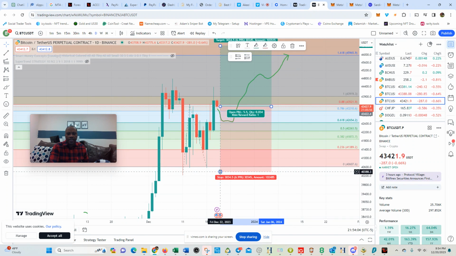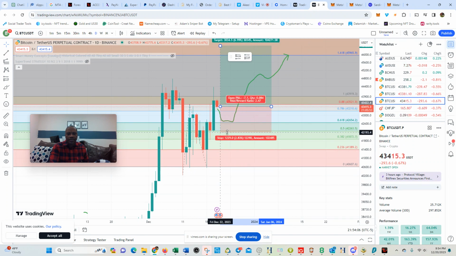And my risk, my stop, I want my stop to be down here just below this 50. And my take profit to be just here under this 1.618. So right in this area. Okay. So that tells me my risk to reward ratio is almost a 2-to-1.